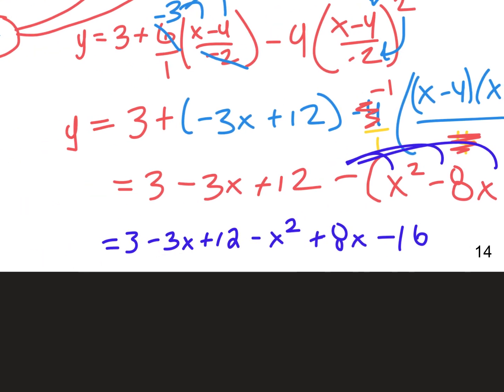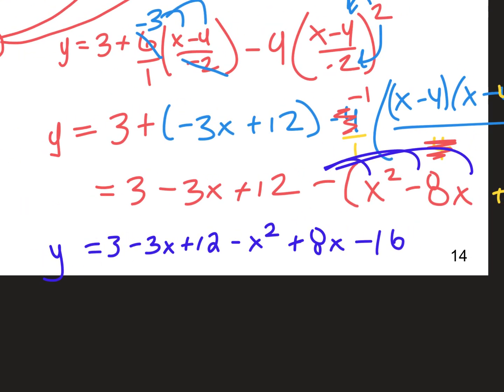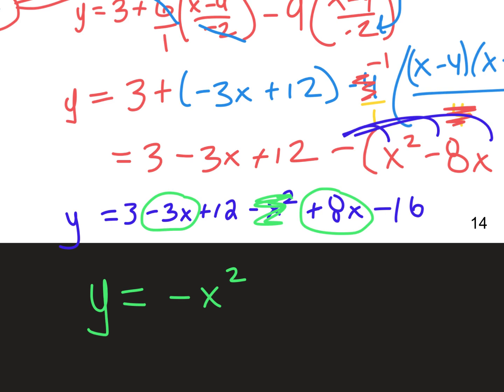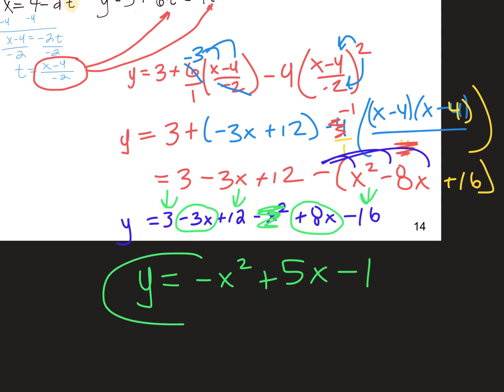Does anybody have any questions? Anybody not understanding where I'm going with any of this? Just algebra 1. So now we're going to write our equation in standard form. I have y equals, what should come first? The negative x squared. So I have negative x squared. Okay, that's gone. Now what? So I have a negative 3x and a positive 8x gives me 5x. And then I have 3 plus 12 minus 16, minus 1. So this is what we're left with.